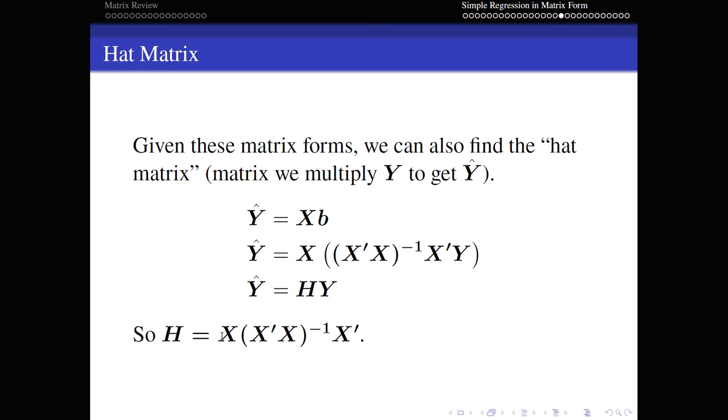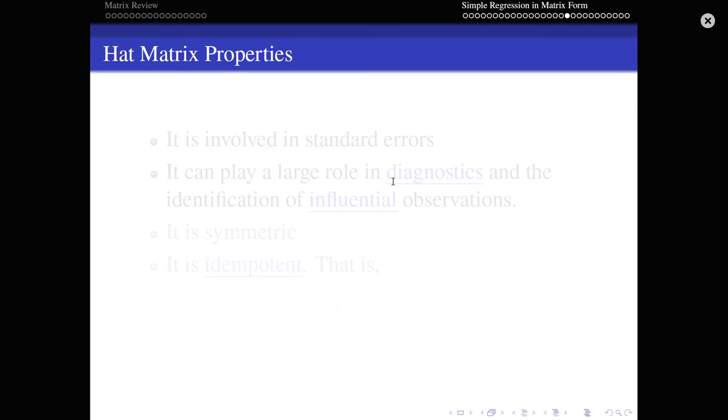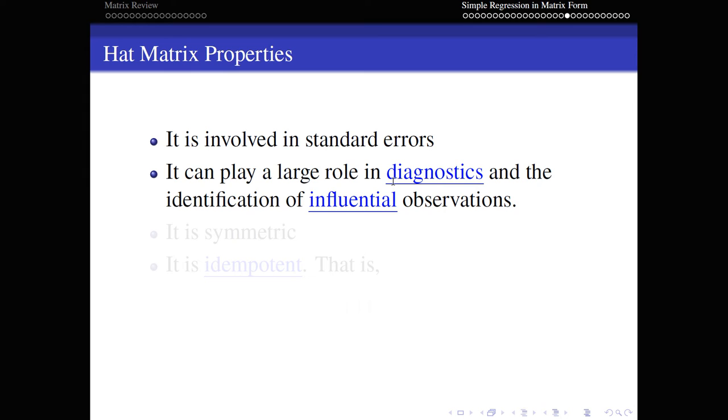Why we call this the hat matrix is this is the matrix that I can multiply by my vector of Y's to get my vector of Y hats. It's kind of interesting, and it can be useful in a lot of different ways, but specifically in calculating standard errors and identifying influential observations in some regression diagnostics.